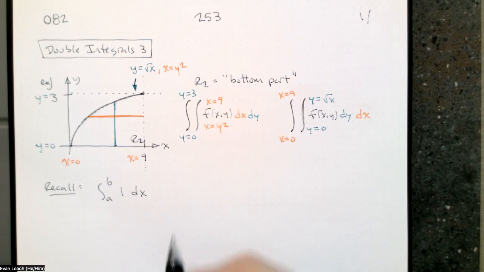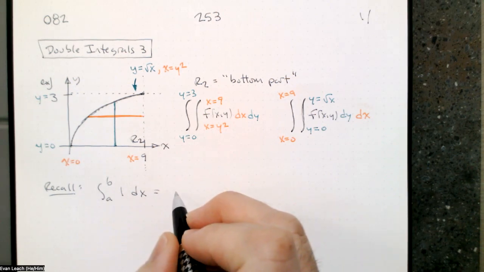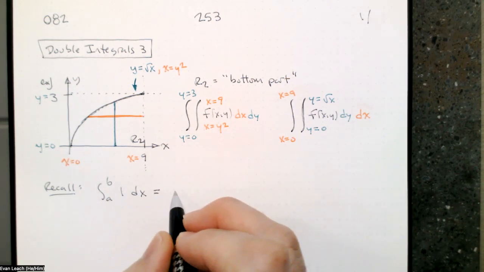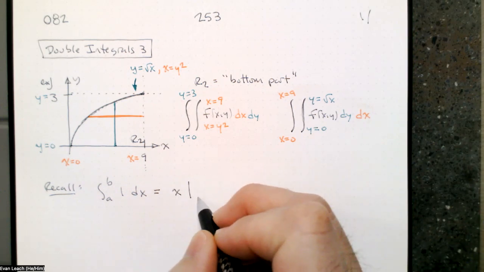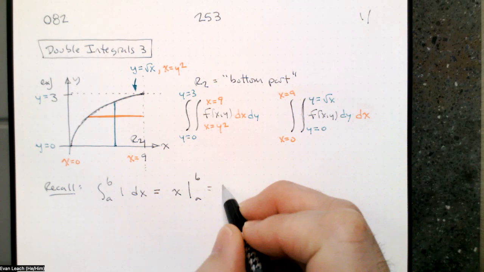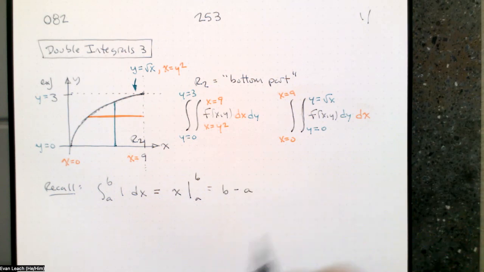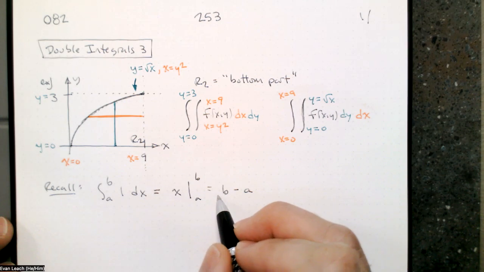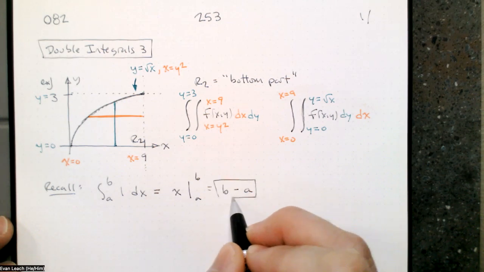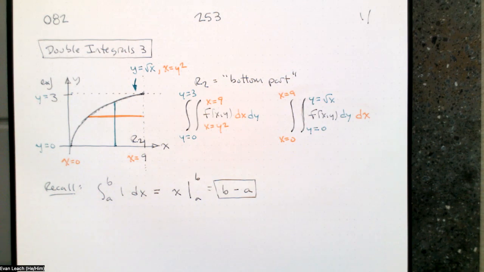If we integrate the function 1 dx, an antiderivative of 1 is just x. So we'll take x and evaluate that from a to b. We plug in b, we plug in a, and then we subtract. No problem. Here's what we want to notice. B minus a is the length of the interval over which we are integrating. When we integrate the function 1, we get the length of the interval over which we integrated.